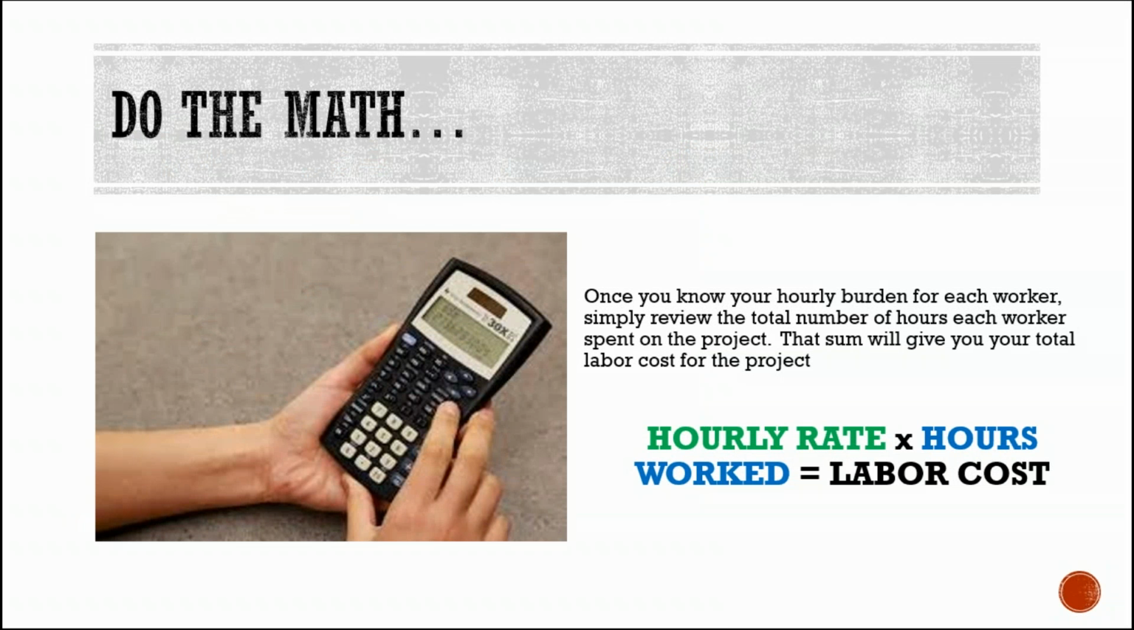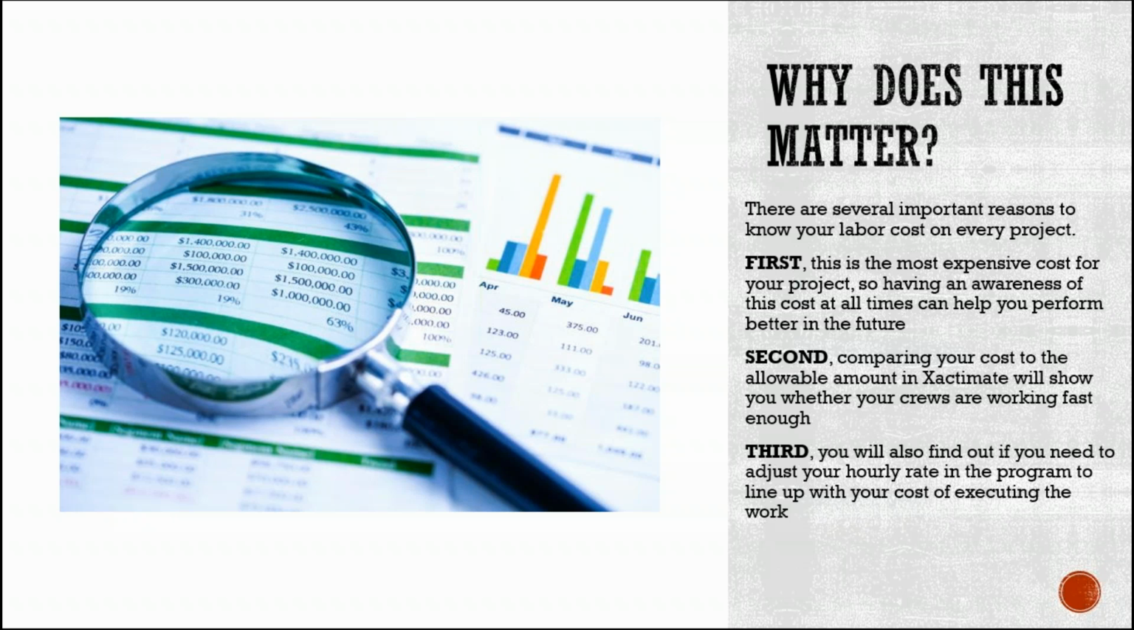So once you know those costs, let's review the total number of hours that everybody works, but let's make sure we have all of those expenses in the hourly rate. So we'll take the hourly rate, including those costs. We will multiply it by the hours worked, and that will give us our true labor costs. Once again, we always want to ask the question, why does this matter to us? Well, there's several important reasons why factoring labor cost does matter. First of all, it is the most expensive cost on your project. So having an awareness of this cost can help you perform better in the future. It gives you a really, really good target number to make sure you understand what it is costing you.